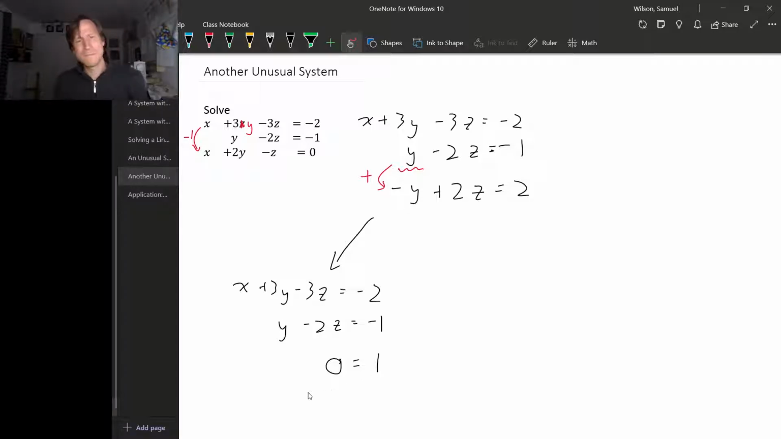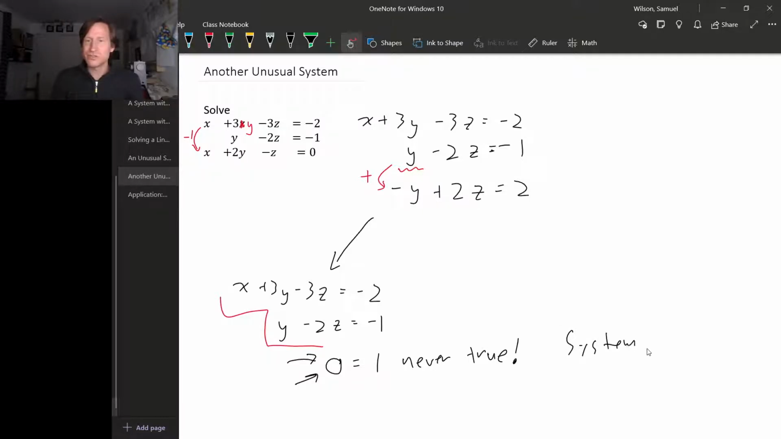Okay, so at this point, we've done all of the elimination that we need to do to get this stair-step pattern to our variables. But now we're left with this equation that's 0 equals 1. Remember, our goal here is to find values for x, y, and z that make all of these equations true. But this equation, 0 equals 1, is never true. It's impossible to pick x, y, and z to satisfy this equation. This equation is always false. So that means this system of equations has no solutions.